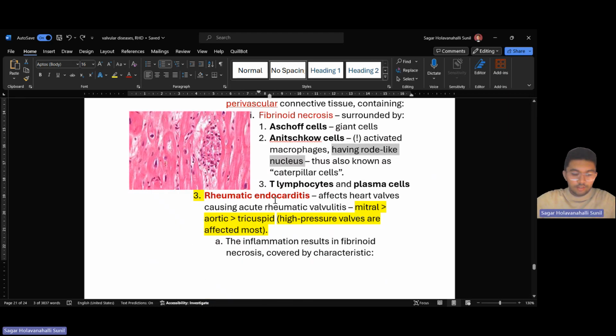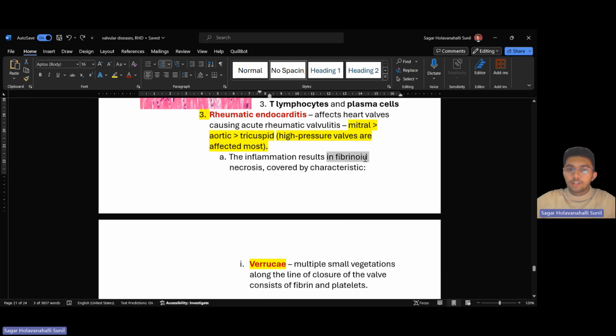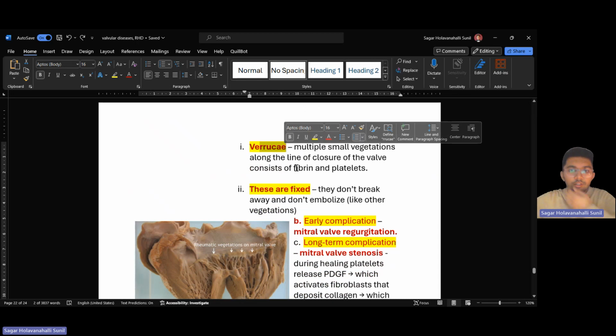Then you have endocarditis. In endocarditis, typically the valve gets affected. You'll have fibrinoid necrosis. You can also have verrucae.